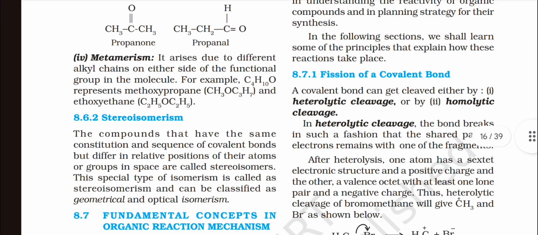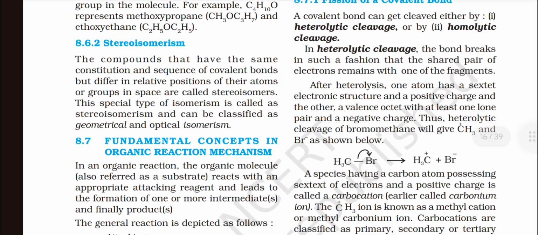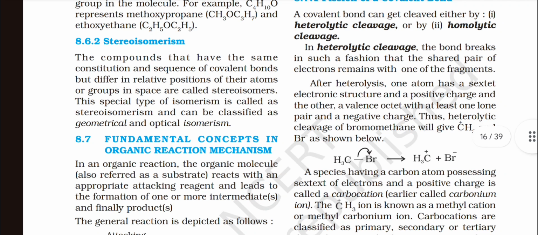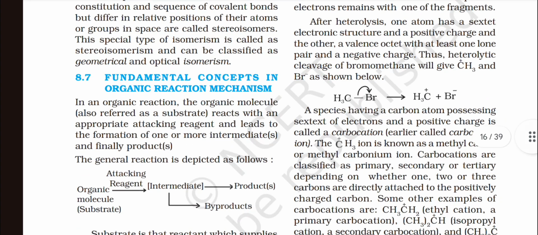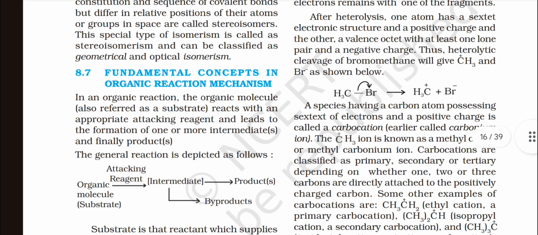Fission of a covalent bond. A covalent bond can get cleaved either by heterolytic cleavage or by homolytic cleavage. In heterolytic cleavage, the bond breaks in such a fashion that the shared pair of electrons remains with one of the fragments. After heterolysis, one atom has a sextet electronic structure and a positive charge, and the other a valence octet with at least one lone pair and a negative charge. Thus, heterolytic cleavage of bromomethane will give CH3 positive and Br negative as shown.